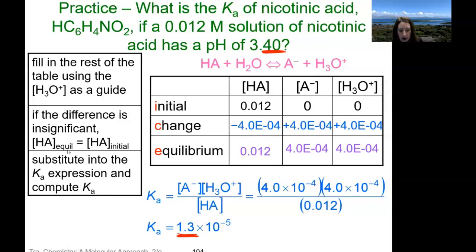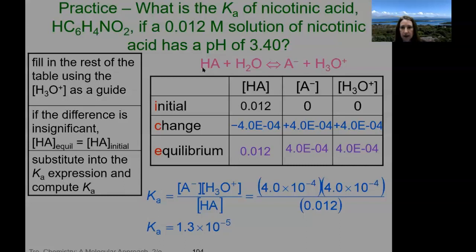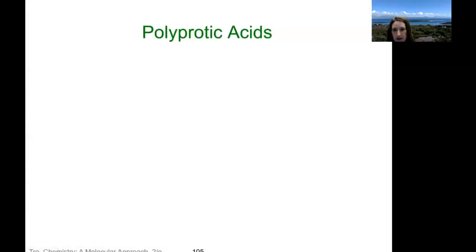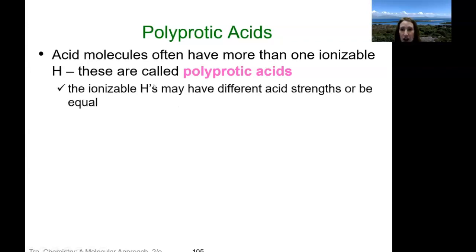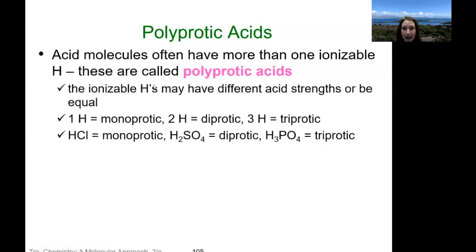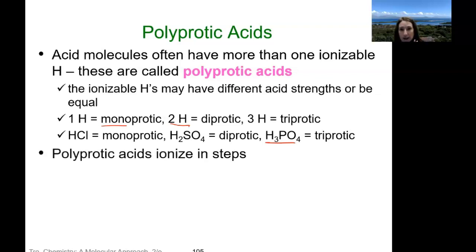Okay, so now we're going to talk about polyprotic acids. Polyprotic acids are like sulfuric acid, phosphoric acid, acids that have more than 1 H. Now, remember, when they ionize, 1 H at a time comes off, right? So a monoprotic acid, that's like HCl. Diprotic acid, H2SO4. Triprotic acid, H3PO4, right? It's just a number of protons. And remember, the hydrogens come off 1 at a time, right?